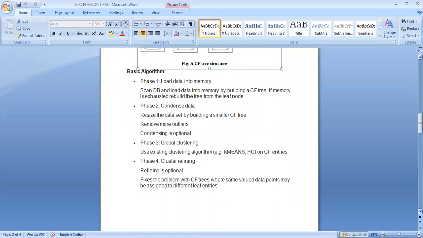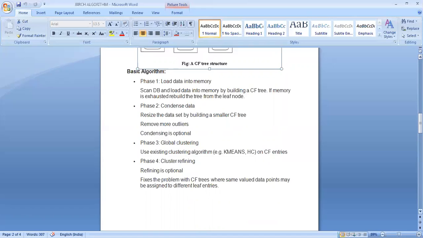The first phase is loading data into the memory. That is the basic step because, as we all know, without loading the data we cannot create any tree. So first of all, we need to load the data into the memory. That was the first phase.